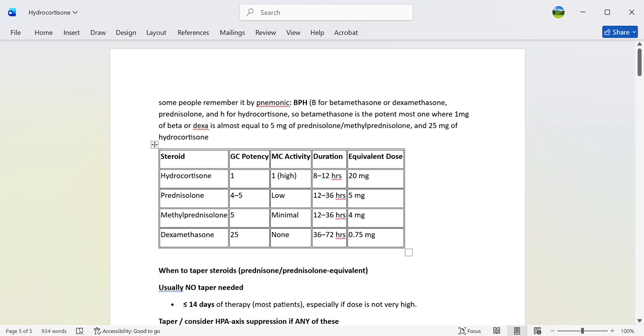So it's a formula like 1 milligram multiplied by 5 is equal to 5 milligrams of prednisolone, and 1 multiplied by 20 is equal to hydrocortisone. So 1 milligram of dexa is equal to 5 milligrams of prednisolone, and 1 milligram of dexa is equivalent to 20 milligrams of hydrocortisone. So we simply remember it this way.